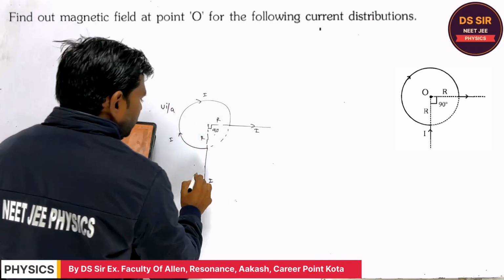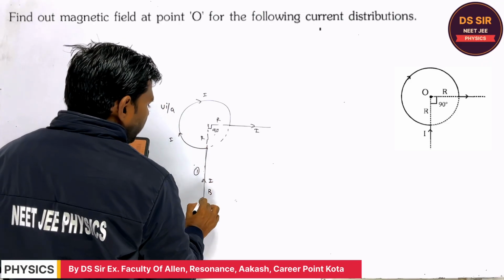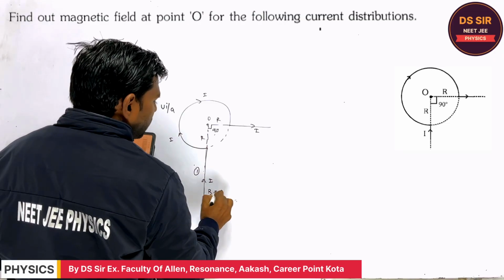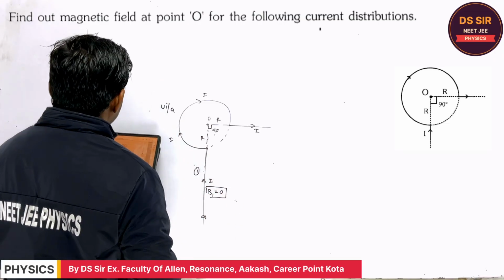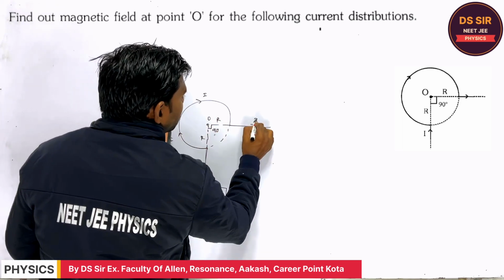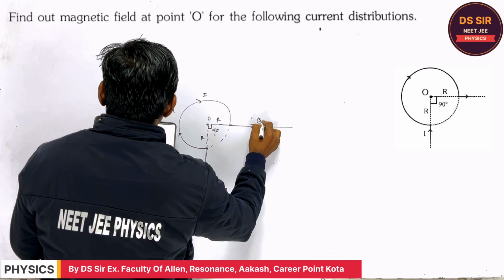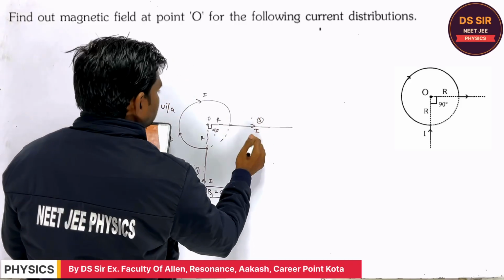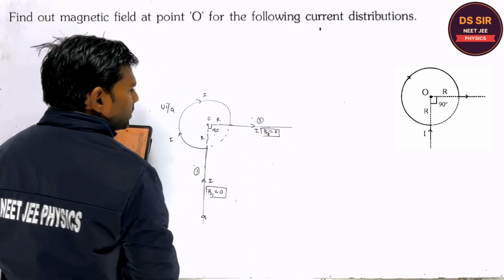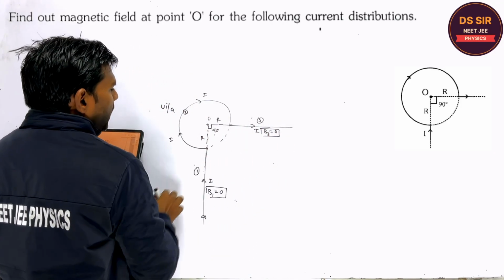So tell me, this is the first part. What is the magnetic field? This lies on the line of the wire, so B1 is equal to 0. And this is the third part, so B3 is equal to 0. And only this is the second part.